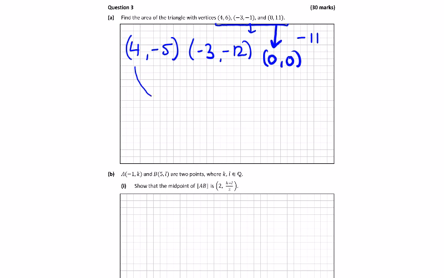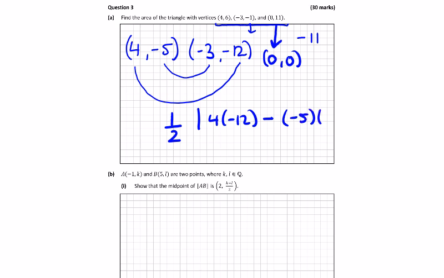You could use the formula, or you could remember to do your loops. So it's going to be half the absolute value of 4 by minus 12, minus sign in the middle, and then we have minus 5 by minus 3. This is going to give half of the absolute value of minus 48. 3 minus signs will give a minus, minus 15.